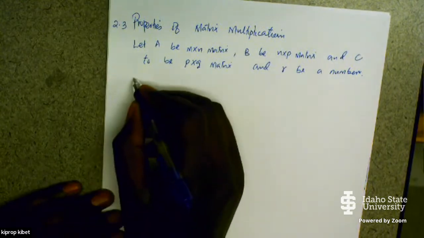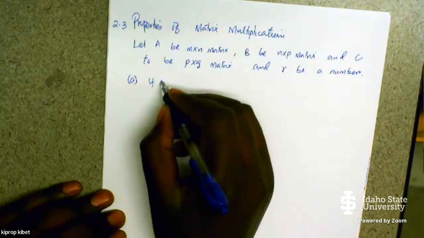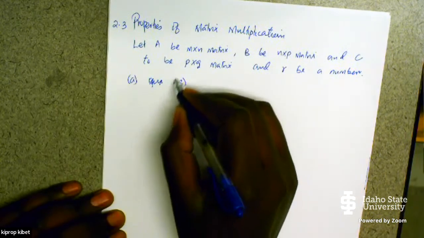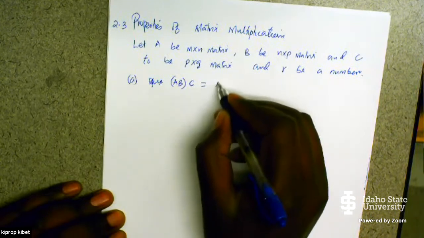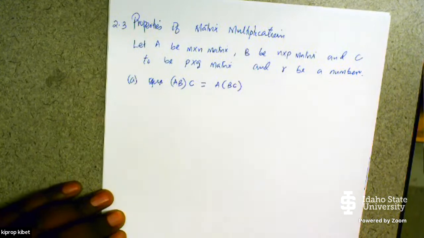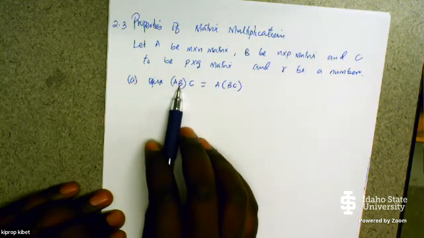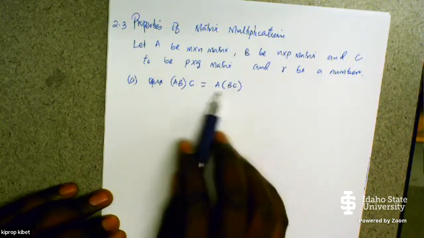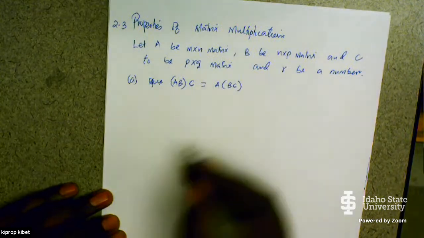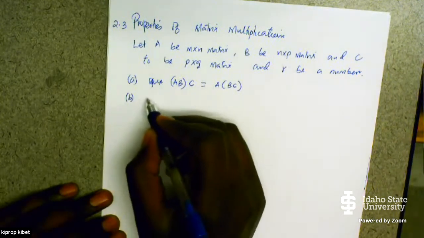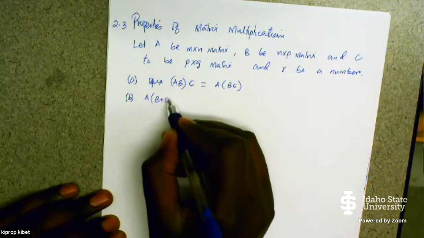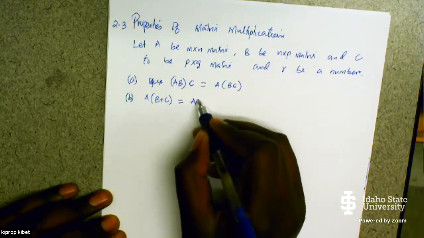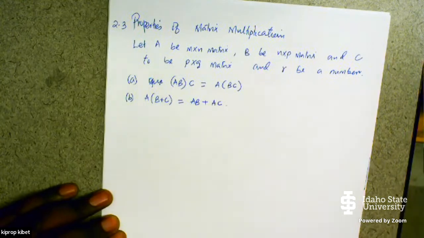Then property number 1. A multiplied by B, C is the same as A, B, C. So you can actually multiply A and B, and then later on you multiply by C, which is the same as multiplying B and C, and then multiplying by A. Sorry. Number 2, A and then B plus C is the same as distributing A here. So you can distribute AB plus AC.